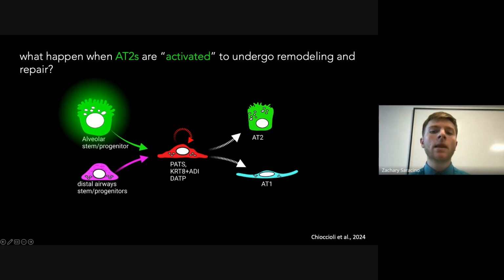And so what happens when AT2s are activated, undergo remodeling and repair? Well, at first, the AT2 cell transitions into this intermediate progenitor cell, or IPC, state that you can see there in the middle. And then from there, two different paths can be taken. More AT2 cells can be replicated if the body is in need of AT2 cells, or in the case of an injury, they can also differentiate into alveolar type 1 cells. And so we know this happens, but we want to know when, where, and how does this happen. Next slide, please.